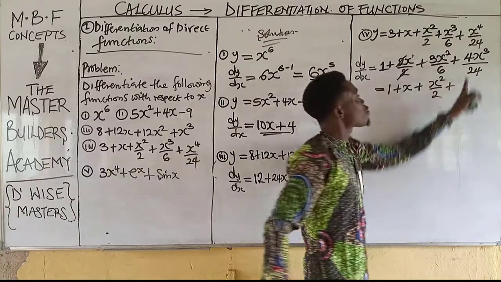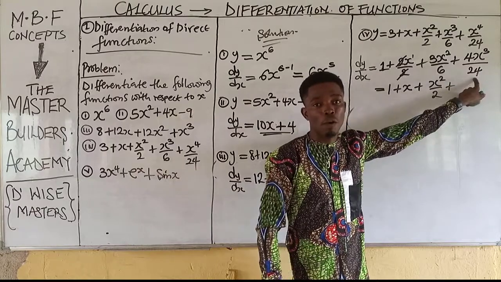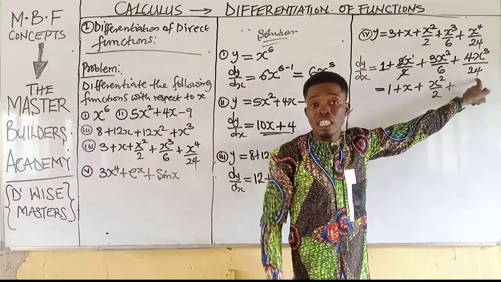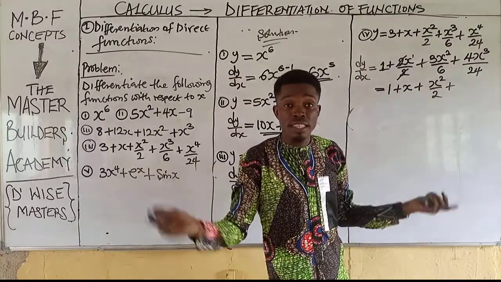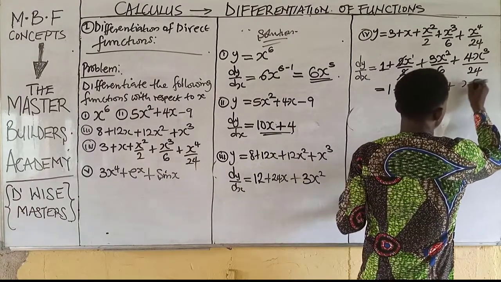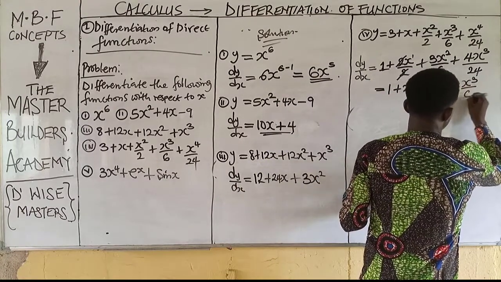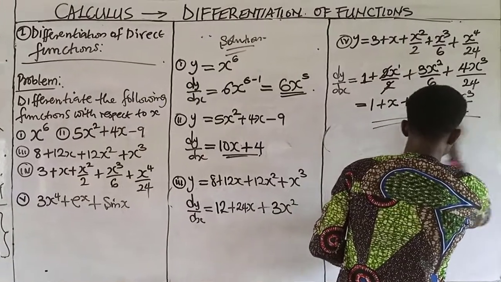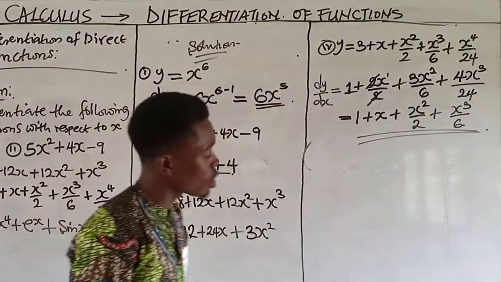Then also, 4 is a factor of 24. Therefore, 24 divided by 4 is 6. This will give us x raised to the power 3 all over 6. This is the answer to this question number 4.